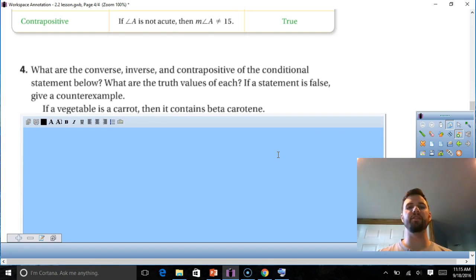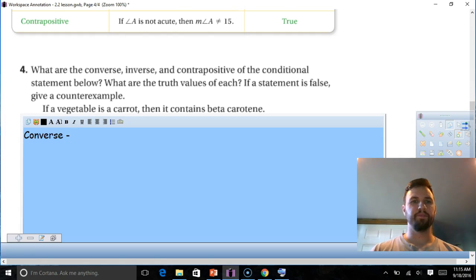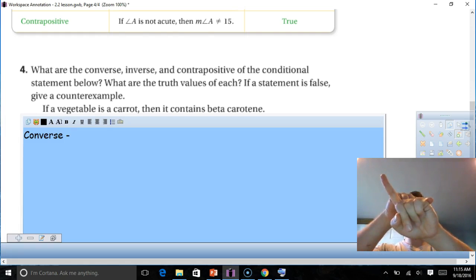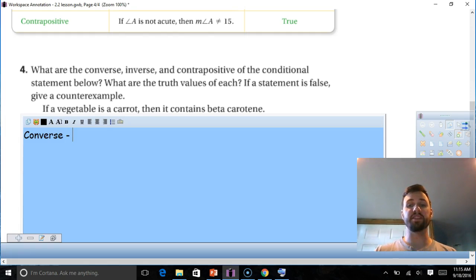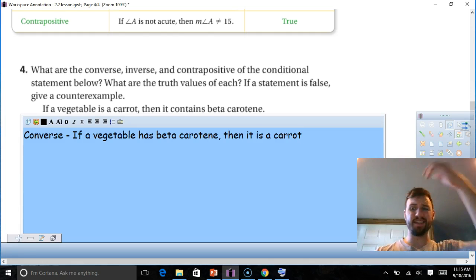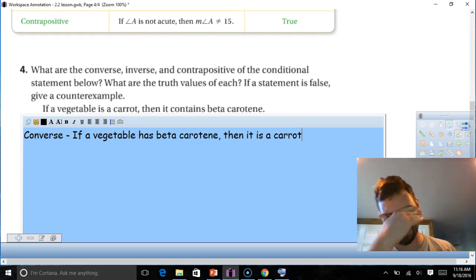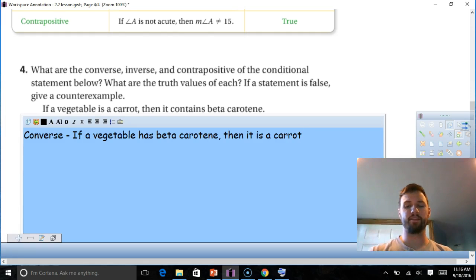Alright, so we need to find the converse, inverse, and contrapositive. Let's do the converse. We have: if a vegetable is a carrot, then it contains beta-carotene. For the converse, we reverse them. We go Q then P. So we start with: if a vegetable has beta-carotene, then it is a carrot. Is that true? No, because peppers have beta-carotene, and they are not carrots. So this is false.